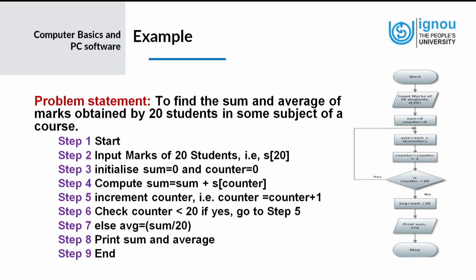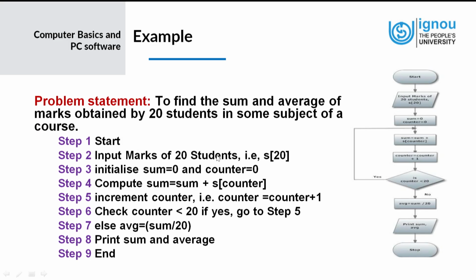So if we can have the same name and put an index on it, like marks[1], then marks 1 belongs to one student, marks 2 belongs to the second student. If we can do this operation, then the array comes in, right? So as far as arrays are concerned, let's once again understand this with the help of another problem. The problem says to find the sum and average of marks obtained by 20 students in some subject of a course. So it starts, once again, with the starting point.